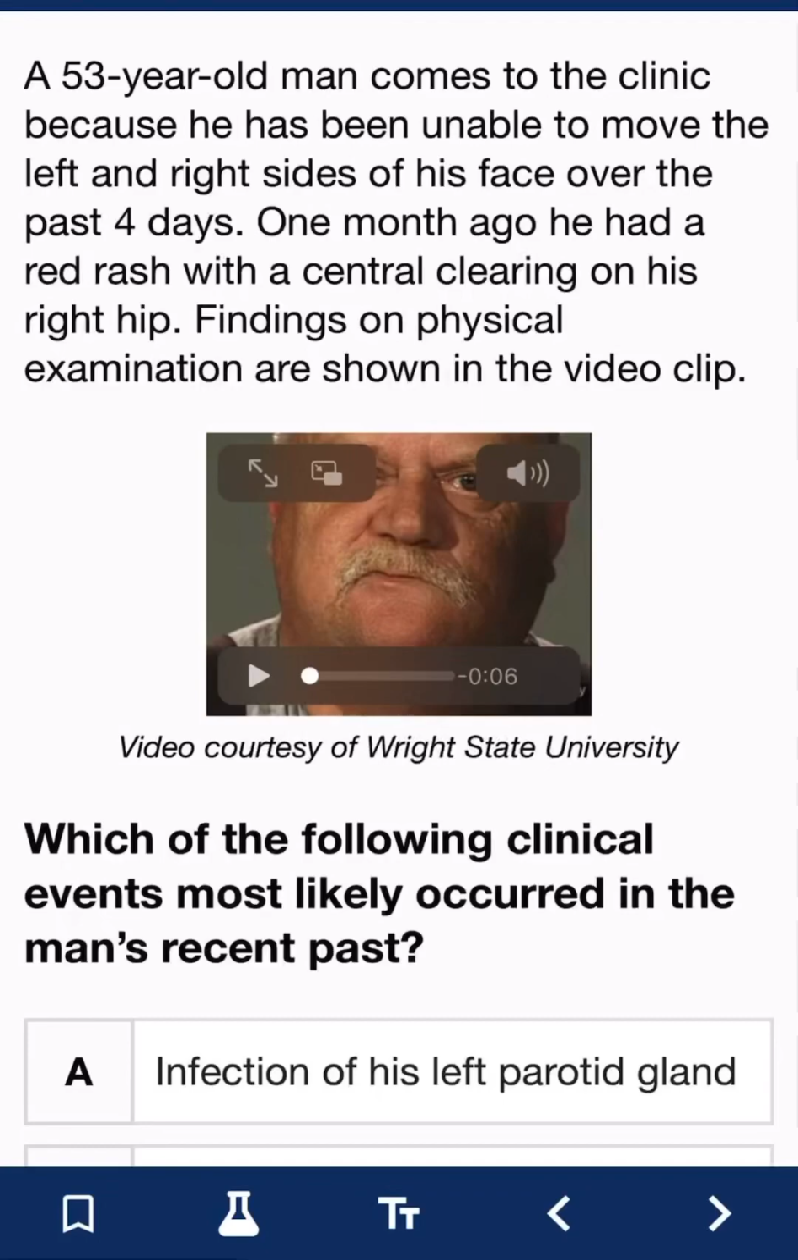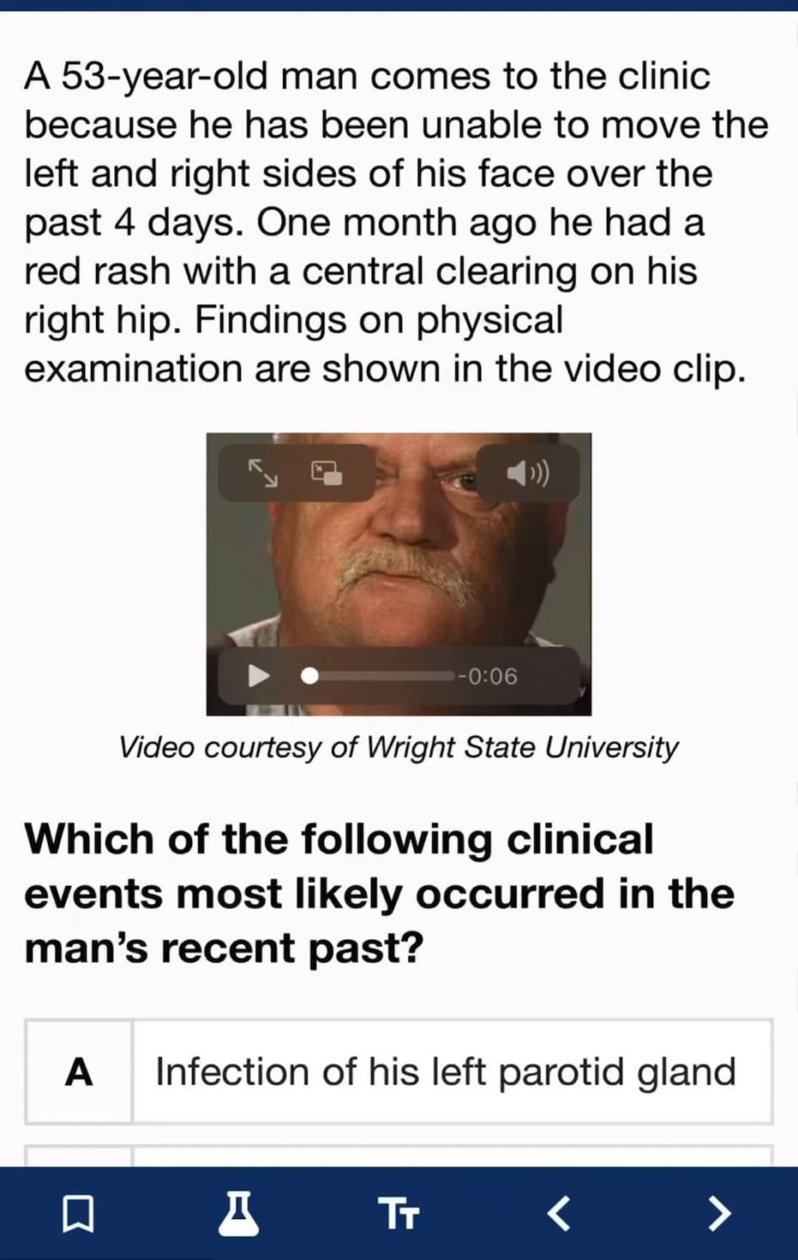Okay, so this is a 53-year-old man who comes to the clinic because he has been unable to move the left and the right side of his face over the past 4 days. 1 month ago, he had a red rash with a central clearing on his right hip. So this looks like what? It looks like a bull's-eye rash. So that tells it all. Findings on physical examination are shown in the video clip.